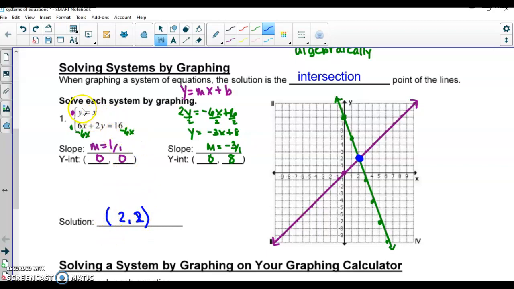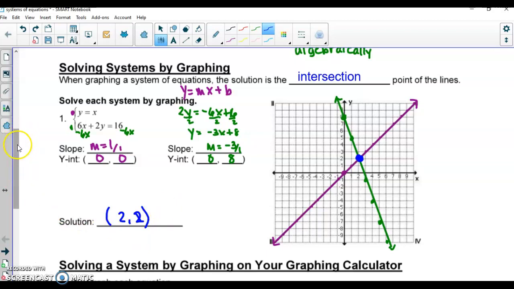So I should be able to substitute 2 in for x and 2 for y, and I should get two true equations. So 2 equals 2. 6 times 2 is 12. 2 times 2 is 4. 12 plus 4 is 16. It works in both equations, so I know that is the correct solution.